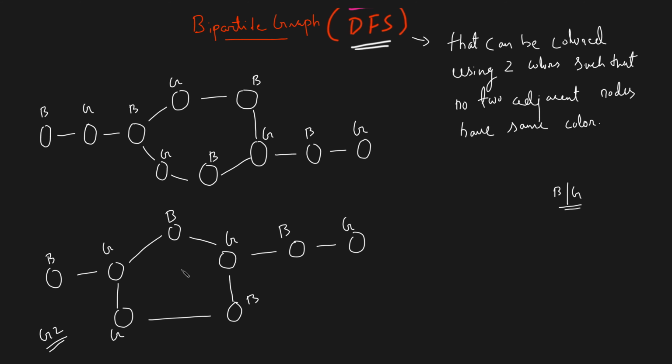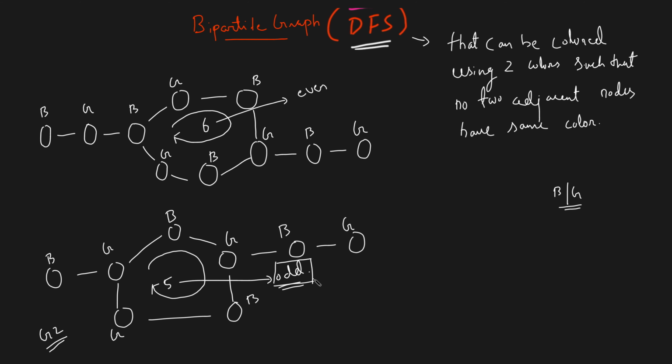So let's check out some observations. What is the cycle length over here? The cycle length over here is 6, which is even. What is the cycle length over here? The cycle length is 5, which is odd. So I can see an observation that any graph that has an odd length cycle cannot be bipartite. And there is one more observation.